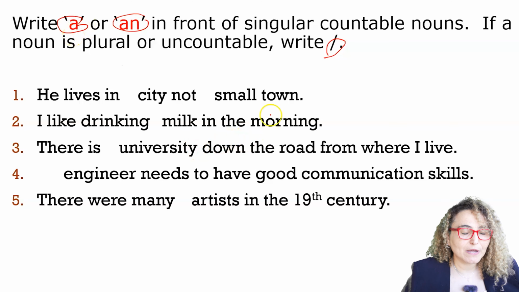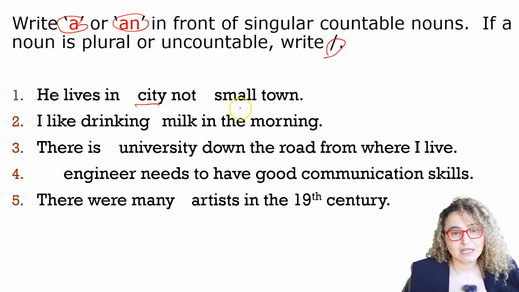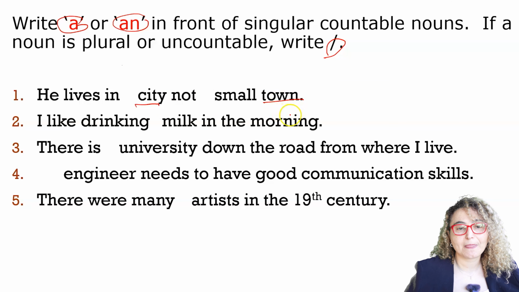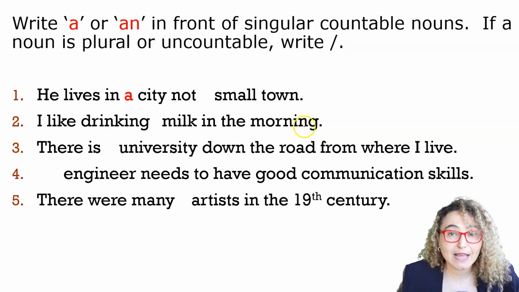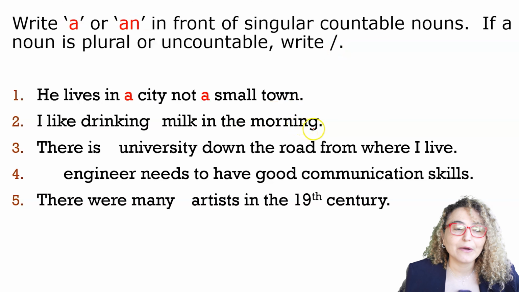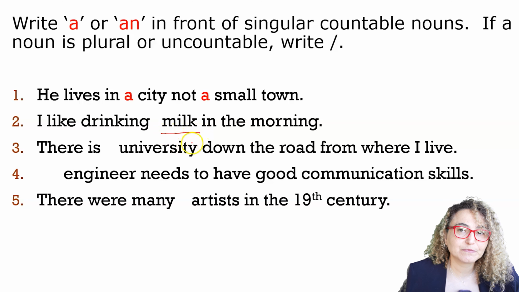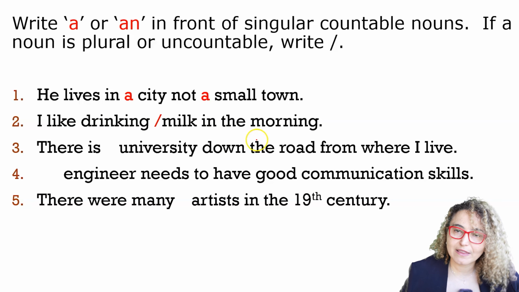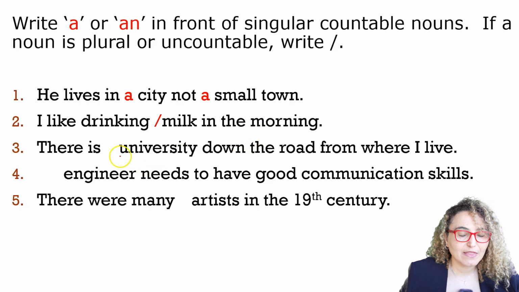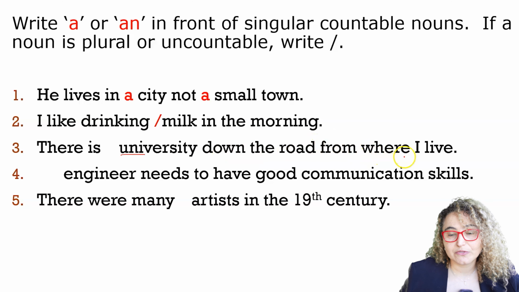Alright, let's start with number 1. He lives in city, not small town. City is a noun, town is a noun. Singular. So, he lives in a city, not a small town. I like drinking milk in the morning. Milk is uncountable. So, do you think we need anything before? I like drinking milk in the morning. Nothing before uncountable nouns.